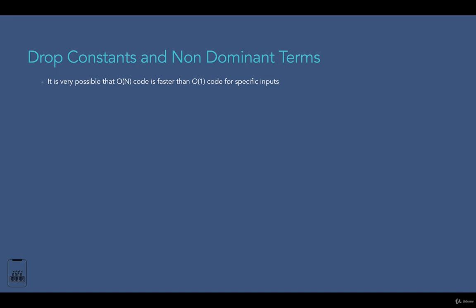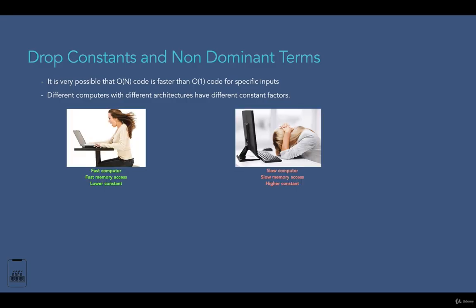Now we know that different computers with different architecture have different constant factors. A faster computer might be able to access memory faster than a slower computer. So a faster computer will have a lower constant factor for memory access than slower computers. However, we are just interested in the algorithm, not the hardware. The constant terms in asymptotic analysis express the computer hardware. So we don't need to analyze the computer hardware, because here we are interested in the algorithm when we are doing asymptotic analysis. So we ignore such constant terms from our expressions.